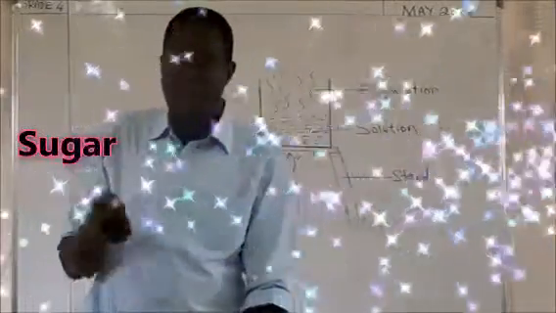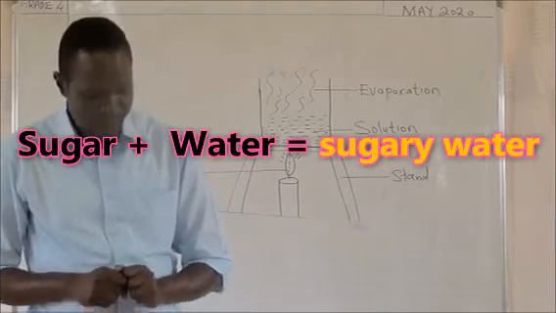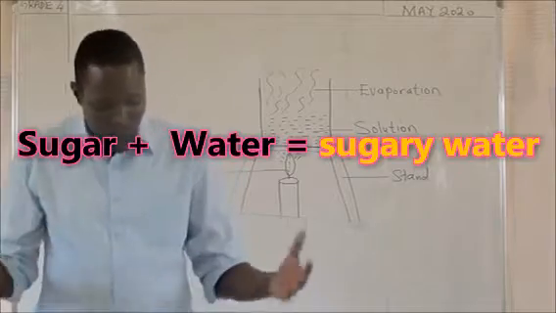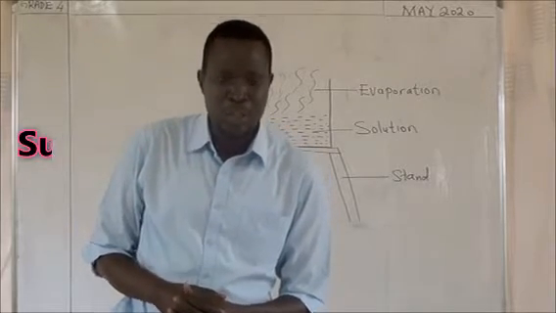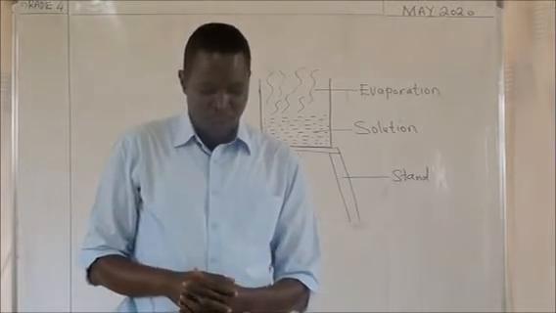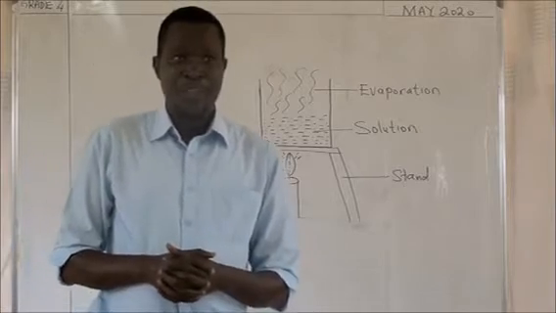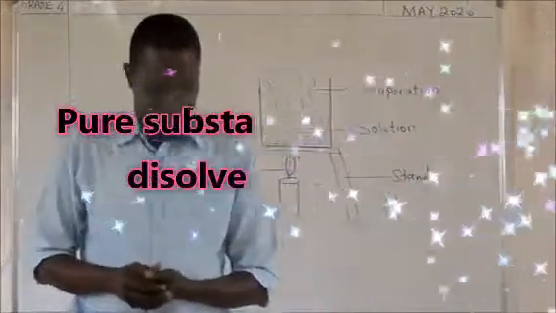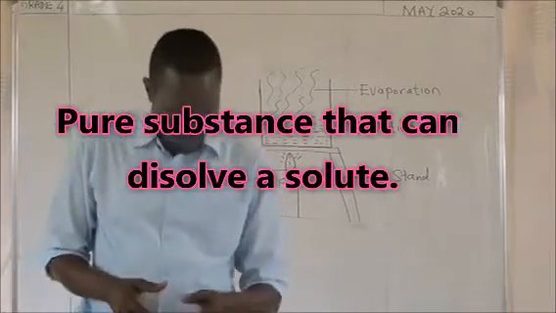Two, if I have water and sugar and I happen to mix the two, what I will get is sugary water, that is sweet water. So, that sugary water is a solution of water and sugar. Now, we have known what a solution is. We realize that for there to be a solution, there must be two things. One, there must be a pure substance that can dissolve a solid.